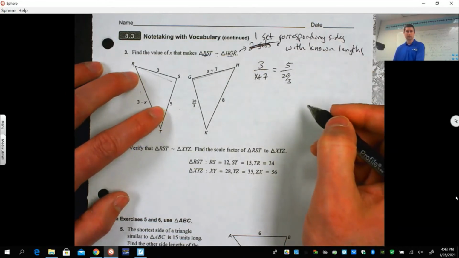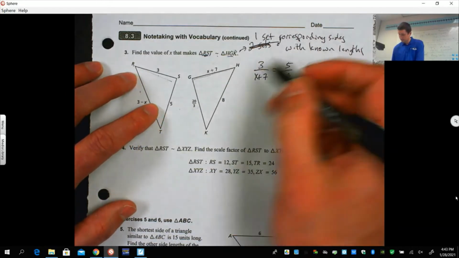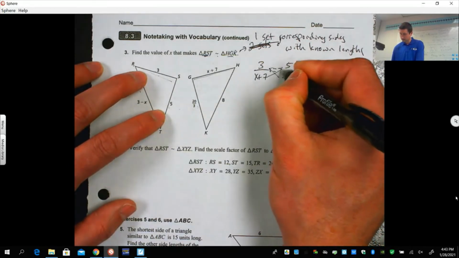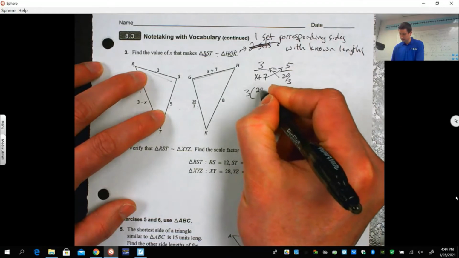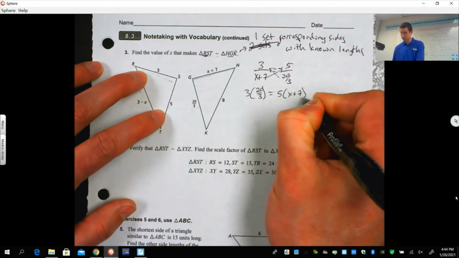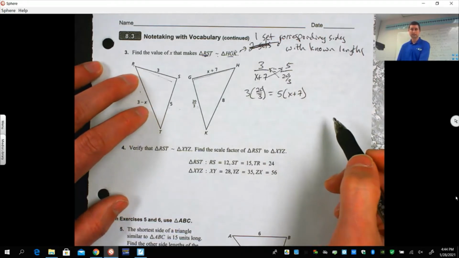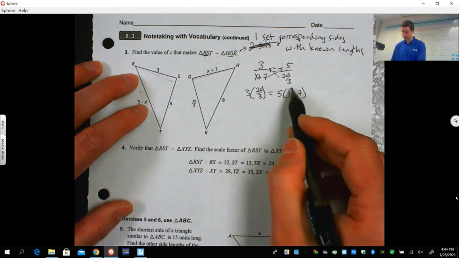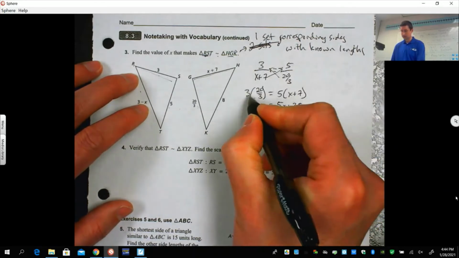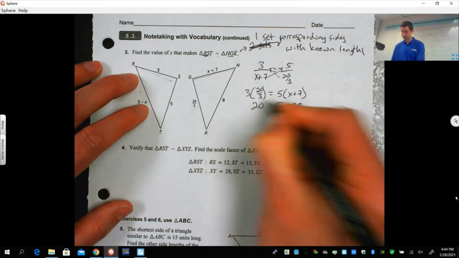Hey, they give us more fractions. We like that. So 3 over x plus 7 equals 5 over 20/3. Cross multiply. So I'm going to take 3 times 20/3. Now here you have to be careful because you'll have to distribute. Notice the parentheses around the x plus 7. You have to distribute that in. So this is going to be 5x plus 35. 3 times 20/3, the 3 cancels. You just get 20.